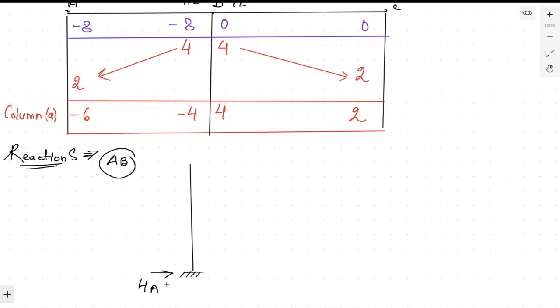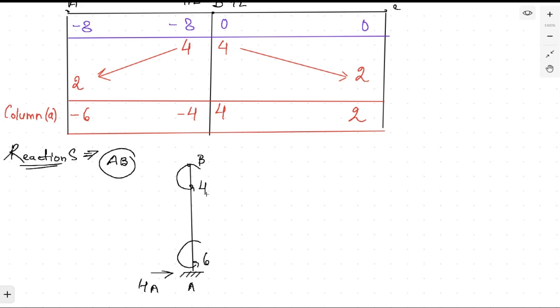Fine. Now let's draw the moment. Bending moment बना लो. This is minus 6, which means it is anti-clockwise 6. This is point A. This is point B. This is minus 4. It means this is also anti-clockwise 4 kilonewton meter.